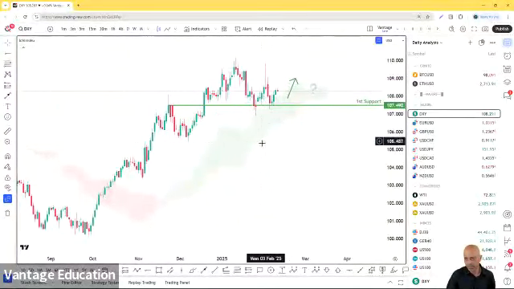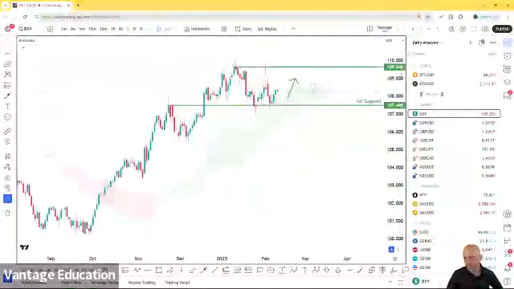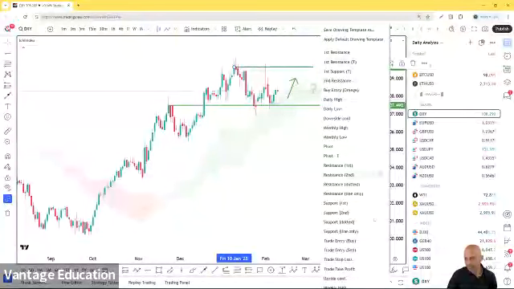Now, in terms of resistance, the first major resistance, of course, is going to be this swing high here that took place in mid-Jan at 109.64. So this is where the first resistance sits.